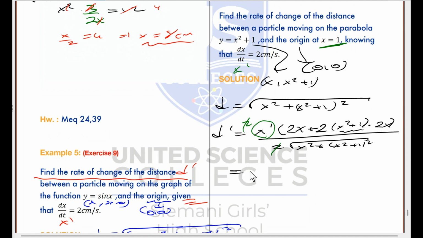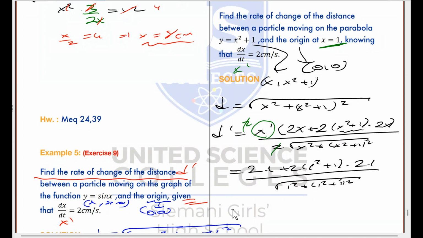It's going to be 2 times 1 plus 2, 1 squared plus 1 times 2 times 1, all over square root of 1 squared plus 1 squared plus 1 squared. There's a common mistake here. After you write the distance, some students write the value of 1 for x, and when you take the derivative of this constant number, you get 0. So this is a common mistake. You cannot substitute the value of x in the beginning. You get 0 as an answer. So you should substitute the given value at the end, after you take the derivative.